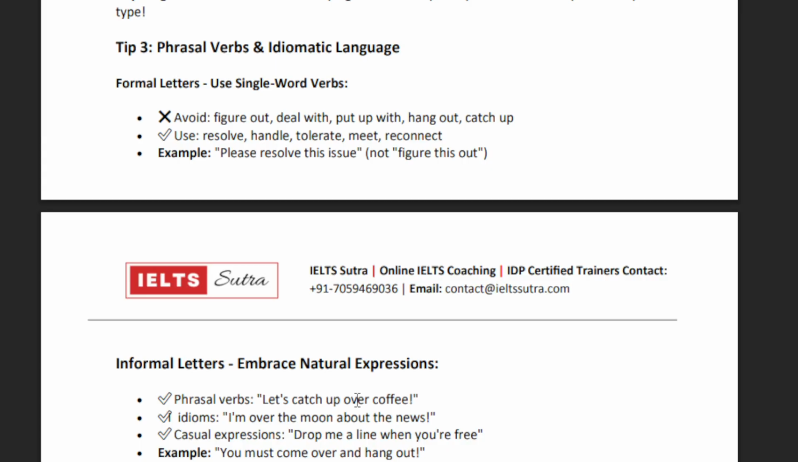There is a difference. So basically, in case of formal letters, you always avoid using phrasal verbs, and you always avoid using idiomatic language. You never use idioms, for example, cup of tea, piece of cake. These kinds of idioms you never use. Whereas in case of informal letters, you use more of the phrasal verbs and more of the idiomatic language.